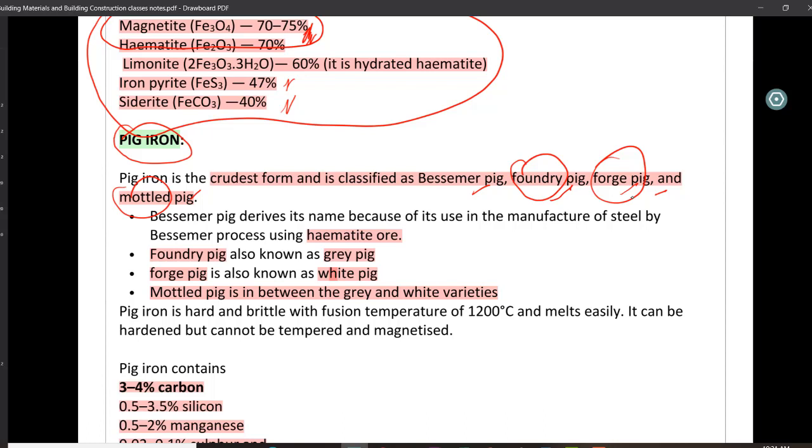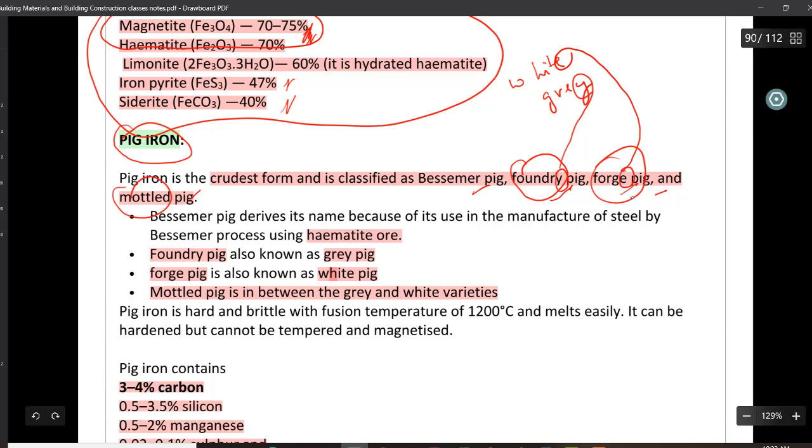So let us be very clear, we have white, we have gray. So see the last letter y. So foundry pig will be in gray color, forge pig e. forge pig कौन से color में रहता है? White color में रहता है. Simple है ना. So remember this because this question was asked. Foundry pig was is in which color? So there will be 4 options given and you have to tick the right answer. So please be careful with it. Foundry pig गरे pig होता है, forge pig is also called as white pig. Okay, so foundry pig is gray pig, forge pig is also called as white pig and mottled pig is somewhere in between gray and white varieties. Okay, mottled pig is somewhere in between.